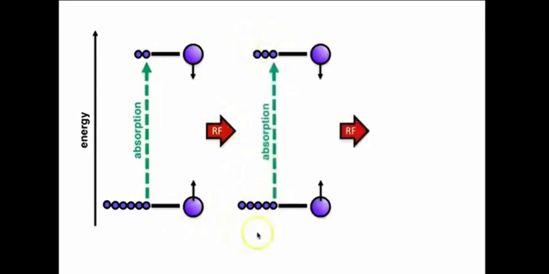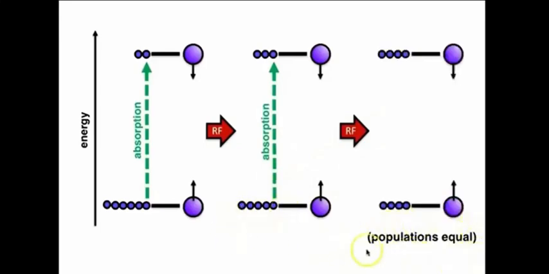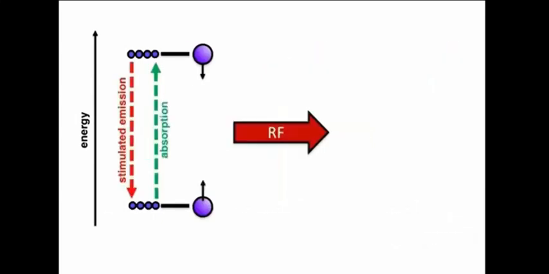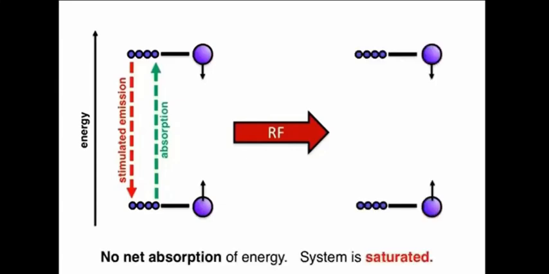We can see the absorption goes on. When it reaches an equal number of protons, equal population at the alpha level and the beta level, it is known as the saturation point. This is not good for the NMR spectra. There is stimulated emission, no net absorption of energy, and it does not give the NMR spectrum.